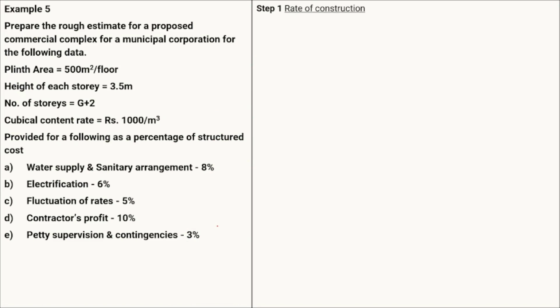Now starting with step 1, that is the rate of construction. Here the multi-story building is there, and the height and plinth area of the building are given. Therefore we do not need to convert the cubical content rate into a plinth area rate. From the plinth area and the height, we can calculate the cubical content of the proposed building. Here the cubical content rate is given as 1000 rupees per meter cube.